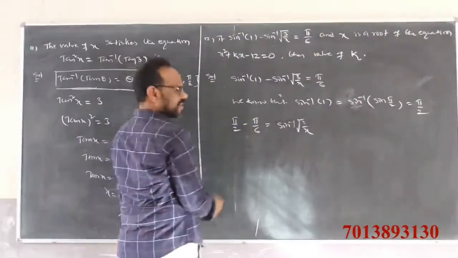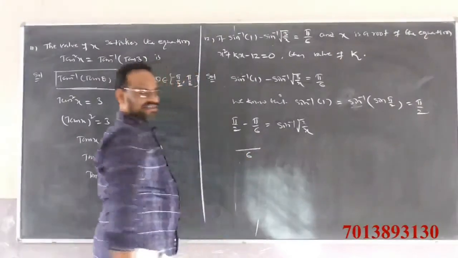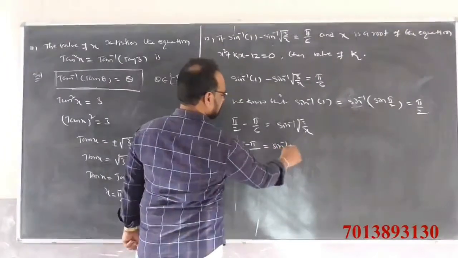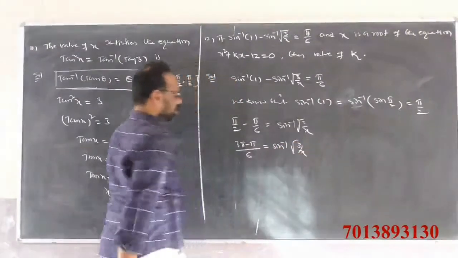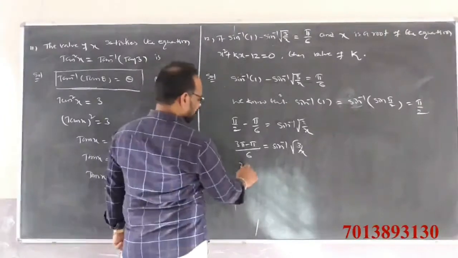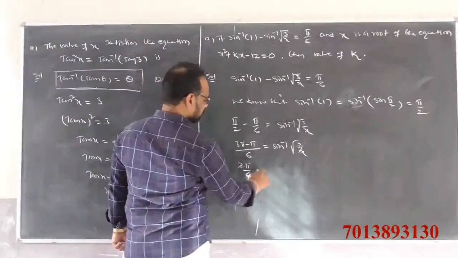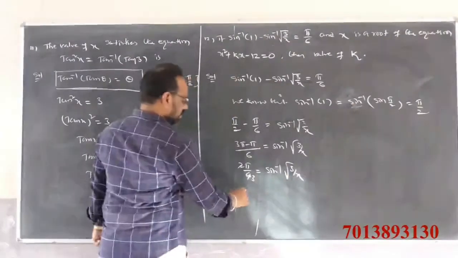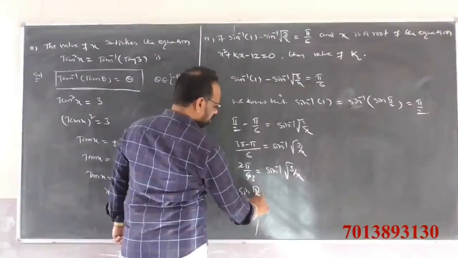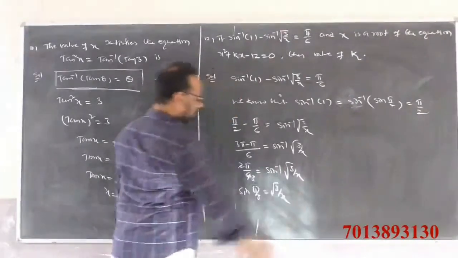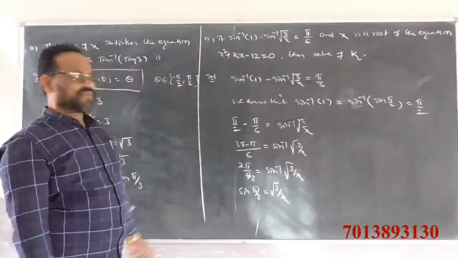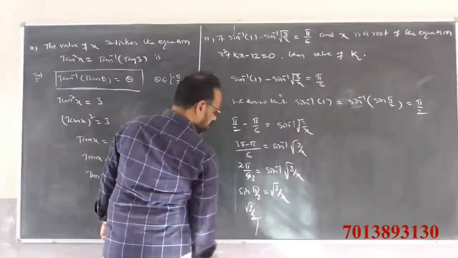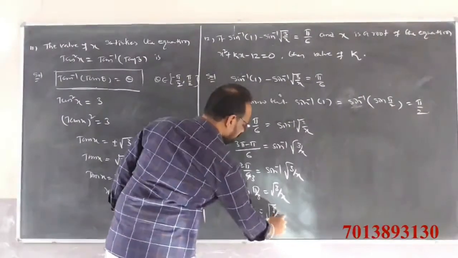Clearly, pi by 2 minus pi by 6. 6 is the LCM, 3 pi minus pi, clearly 2 pi by 6, which is pi by 3, is equal to sin inverse of square root of 3 by x. If you transpose, sin pi by 3 is equal to square root of 3 by x. Sin pi by 3 means sin 60 value, clearly square root of 3 by 2. Square root of 3 by 2 is equal to square root of 3 by x.